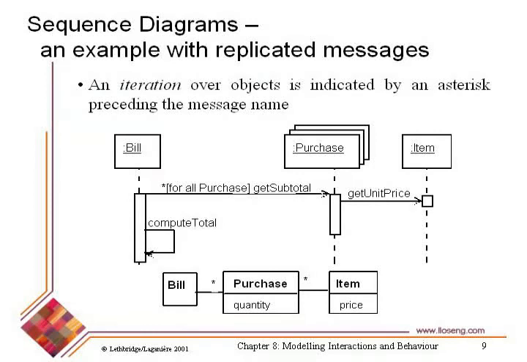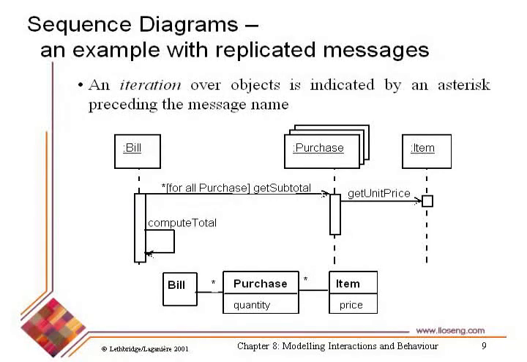Okay, so the first thing the bill is going to do is, the star followed by something in square brackets is effectively the looping operation. So star means operate on all of these things. For all purchases, get subtotal. And so we're going to send this message to all of these things, the get subtotal message, get subtotal message, get subtotal message, for however many of these purchases we've got. Each of the purchases, once it's activated, will get the unit price from the corresponding item.